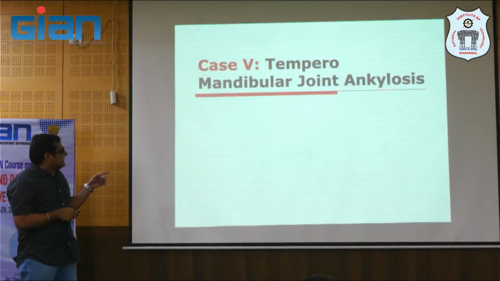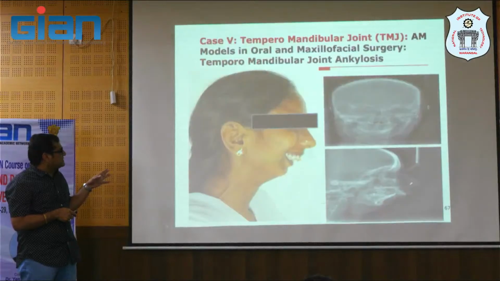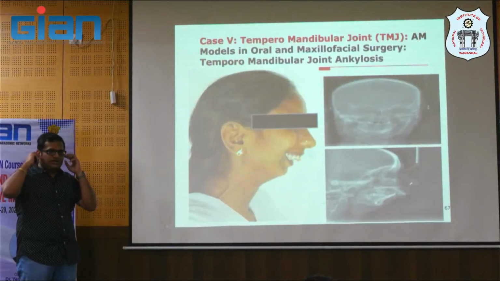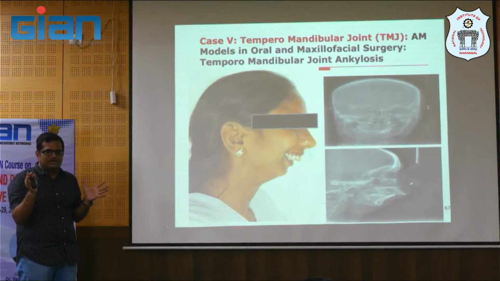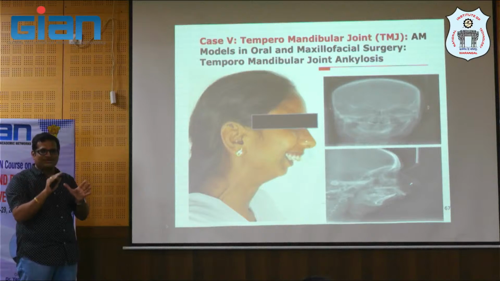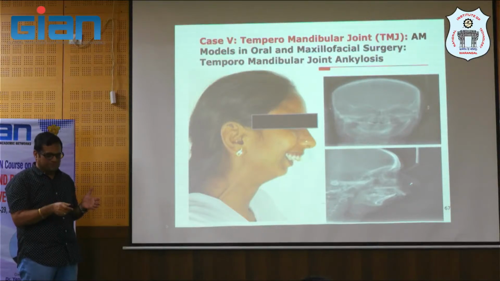And the next case study is a TMJ, that is, temporomandibular joint ankylosis. So you have this joint here, lower jaw, upper jaw. This joint is responsible for articulation of your mouth. That is 5 to 6 centimeters for a healthy person. You must have 5 to 6 centimeters opening of the mouth if you are healthy.